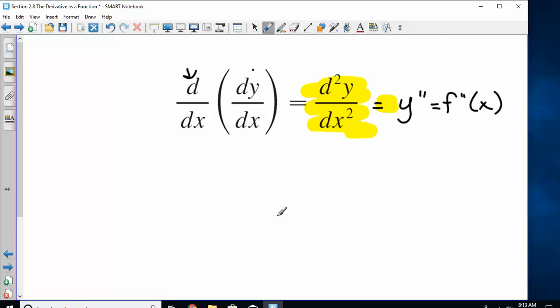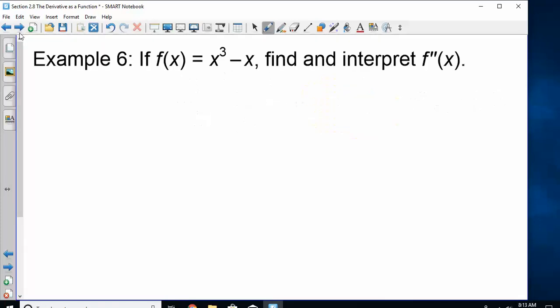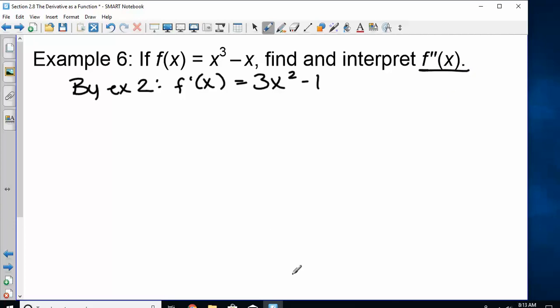So I want to practice one of those. I believe we did the derivative of this one yesterday in example 2. So in example 2 yesterday, we found that the derivative of this function was 3x squared minus 1. I want the second derivative. So basically all that means is you do the derivative twice. We already did the derivative once yesterday, so I'm not going to recreate that part. Let's do the second derivative.